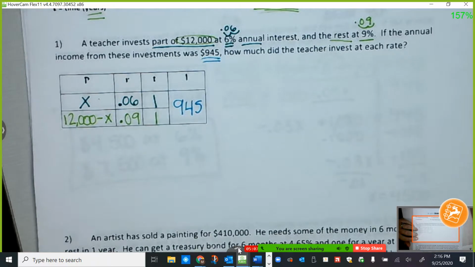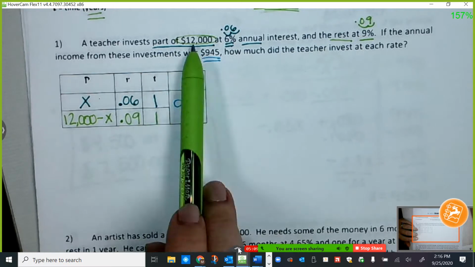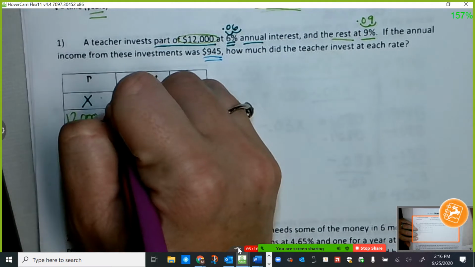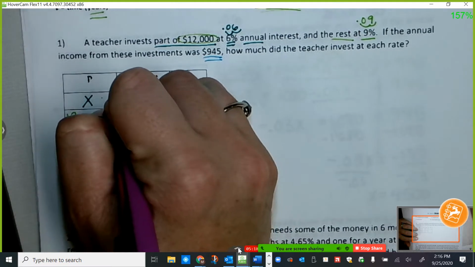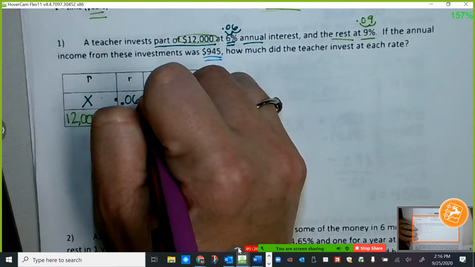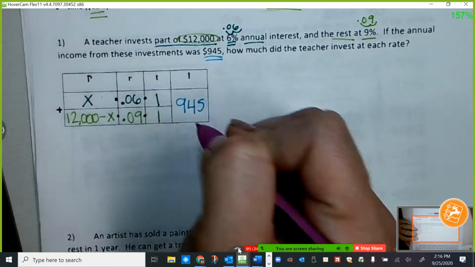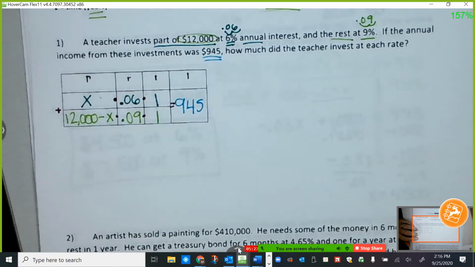Does that make sense? So only when it tells you the total can you add them together. Okay, so I really think that's the hardest part of these. After that, it does get a little tricky solving, but it's not terrible. So X, you're going to multiply P times R times T plus the second P times R times T and set it equal to your income.